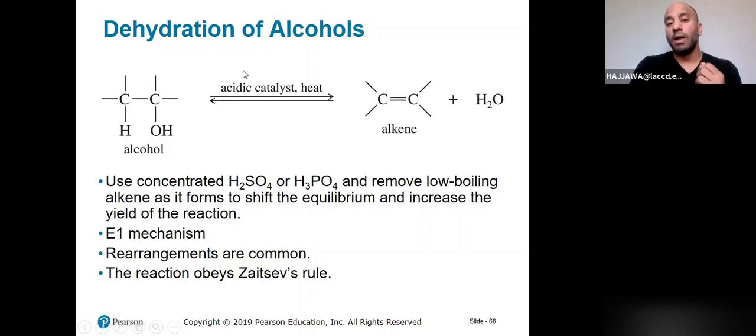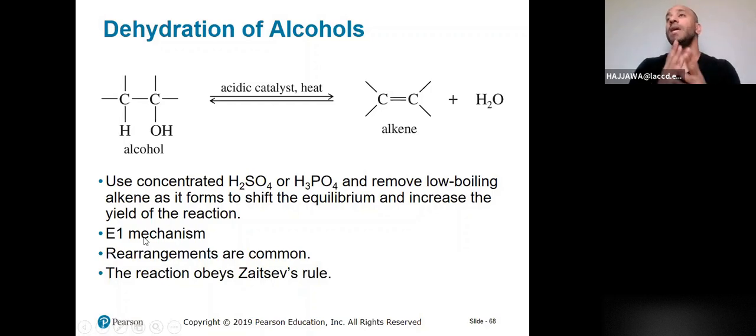So that's why the dehydration of alcohols has to happen in the presence of an acid, and the reaction is slow to the point that I need heat to push it forward. So this reaction, it's reversible. It goes from the alcohol to the alkene in presence of an acid and heat, and goes back from the alkene to the alcohol through another mechanism that we're going to learn later on in chapter 8.